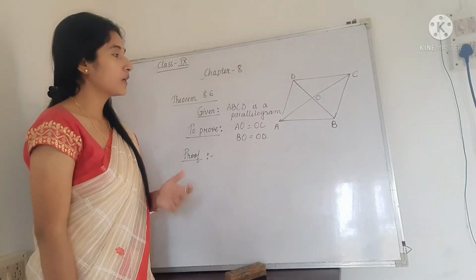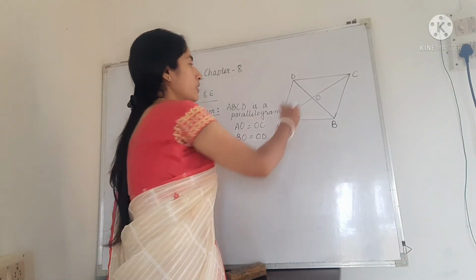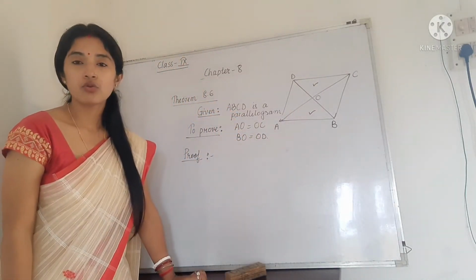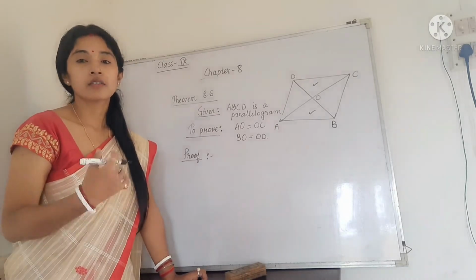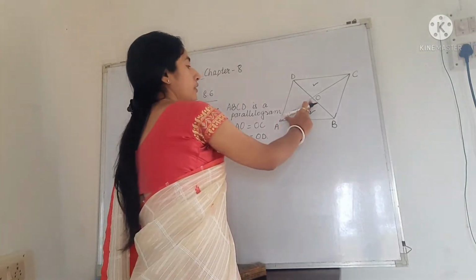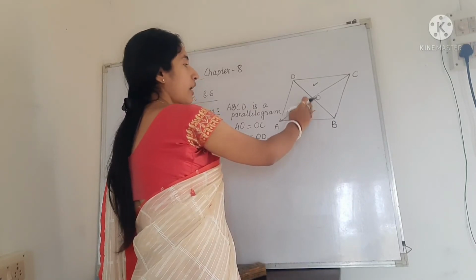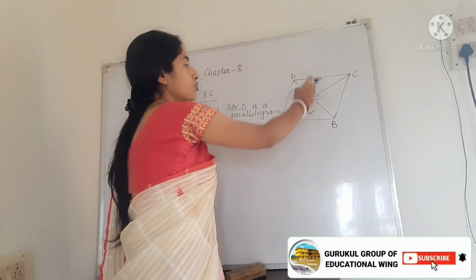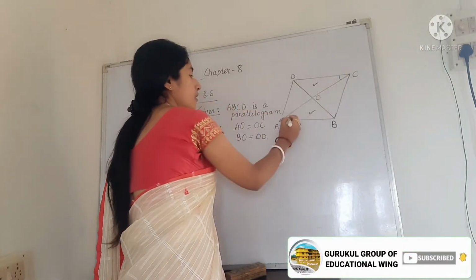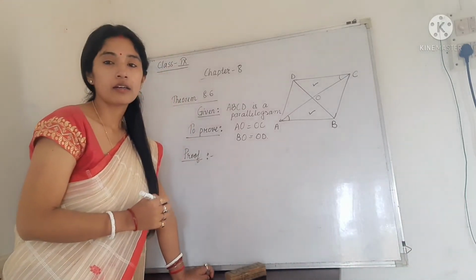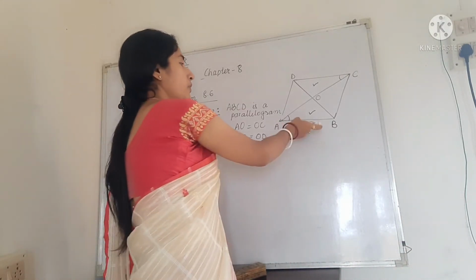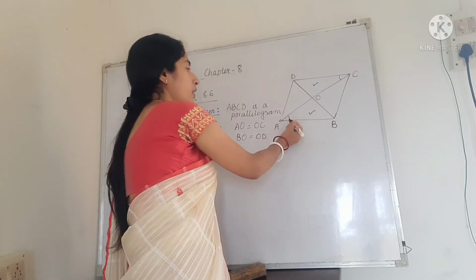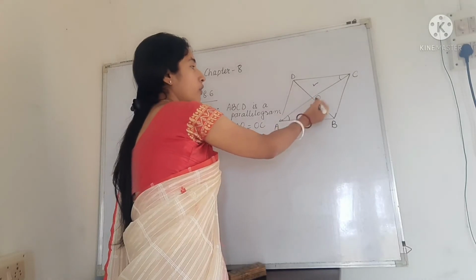So how to prove it? See, we can take two triangles. You can see here, we can take this triangle and this triangle. If we prove that these two triangles are congruent, then by CPCT we can easily prove that the remaining sides of one triangle will be equal to the remaining sides of the other triangle. Here in these two triangles, this angle is equal to this. We know these are alternate angles, because AB and DC are parallel to each other, as this is a parallelogram. So angle OAB is equal to angle OCD.